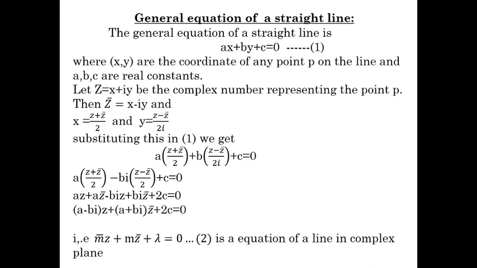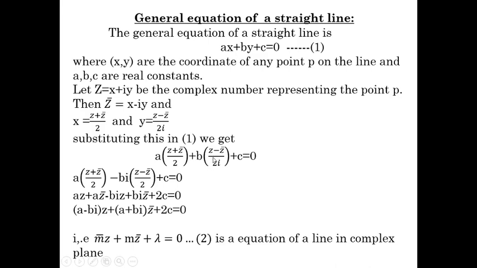In the previous class, we discussed this in the properties of the conjugate. x = (z + z bar)/2 and the imaginary part y = (z - z bar)/2i. Substitute these two in equation 1. We get a times x value, (z + z bar)/2, and b into (z - z bar)/2i, plus c = 0.